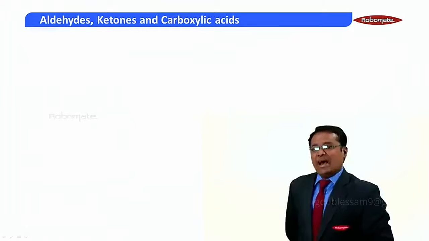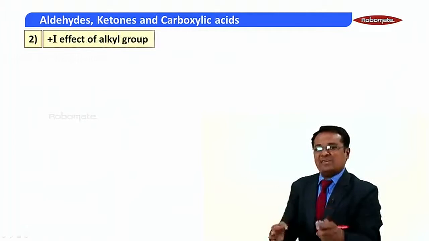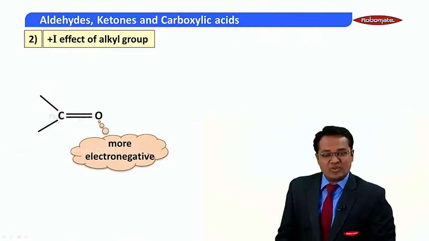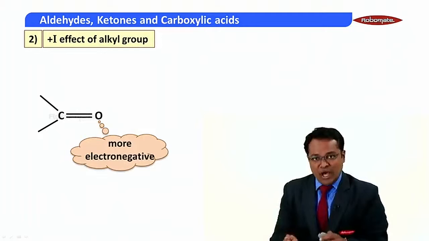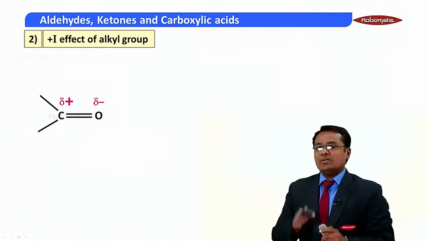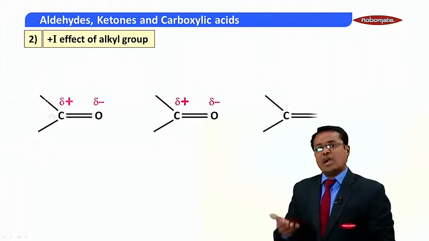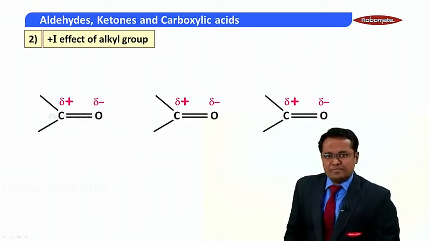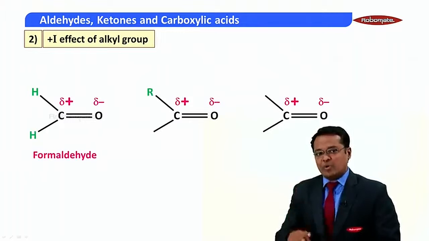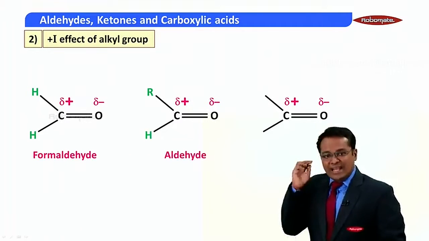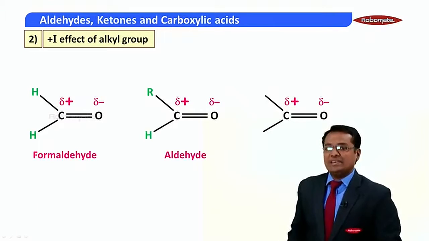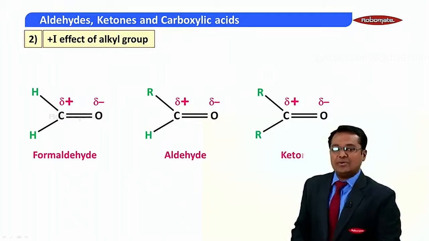Let's go to the second point, which is the positive inductive effect of the alkyl group. Here again I have a carbonyl group where oxygen is more electronegative. Because of that, the bond becomes polar, carbon carrying a delta positive and oxygen carrying a delta negative. Similarly I can take the other two cases of a carbonyl group where the phenomenon remains the same. In the first example, if I put two H's, it's formaldehyde. In the second example, if I put one alkyl and one H, it becomes an aldehyde. In the third case, if I put two alkyl groups, maybe the same or different, it will be known as a ketone.